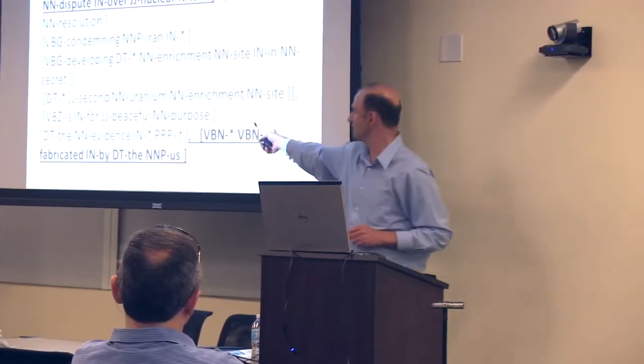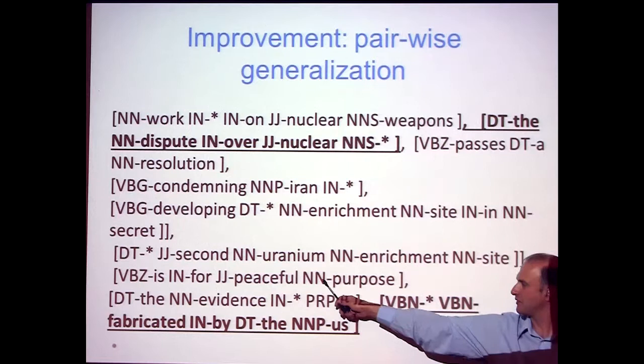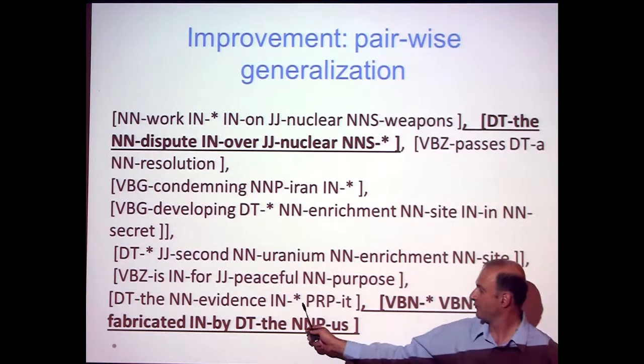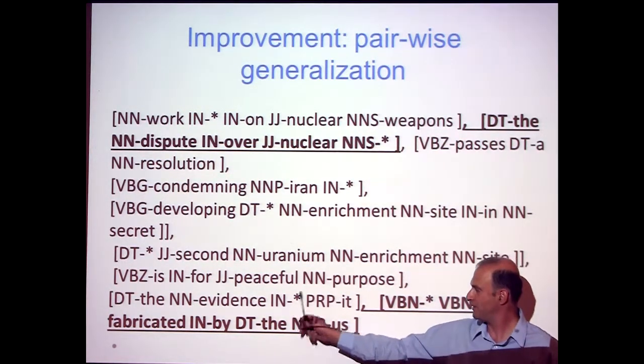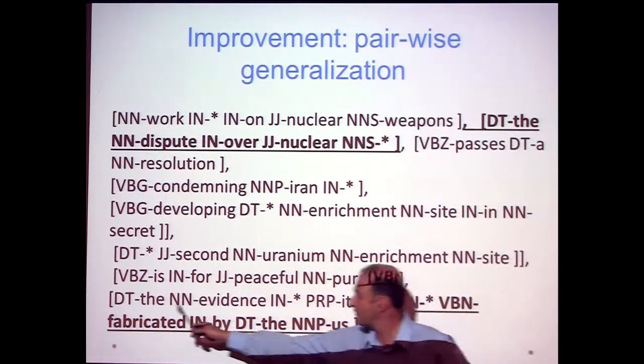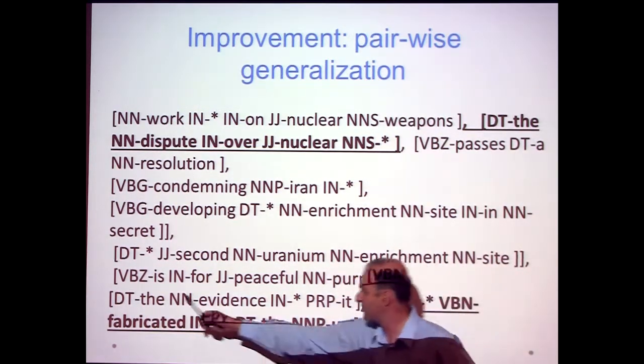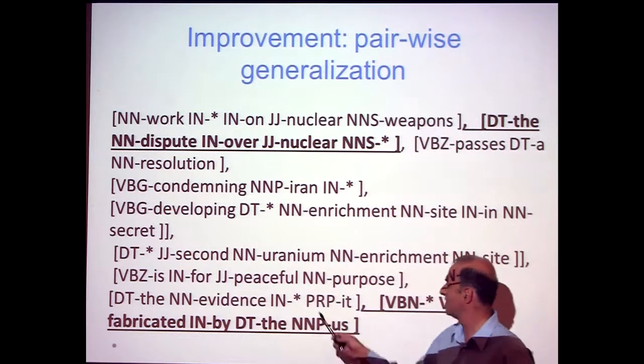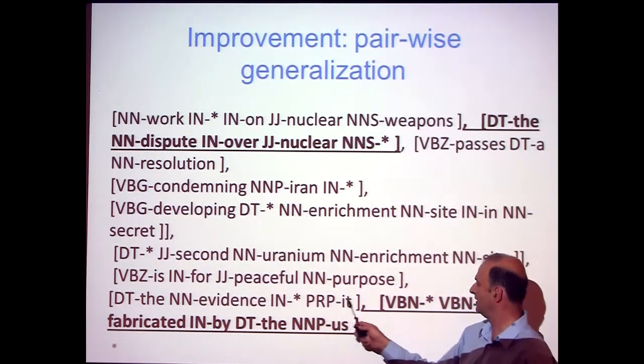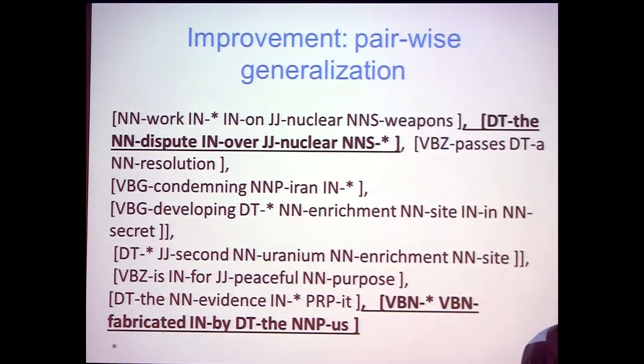By the way, is the notation clear by now? We have words and parts of speech. If words are different but parts of speech are the same, then we have a star. So for example, here, the evidence is in both texts. Then something, okay?